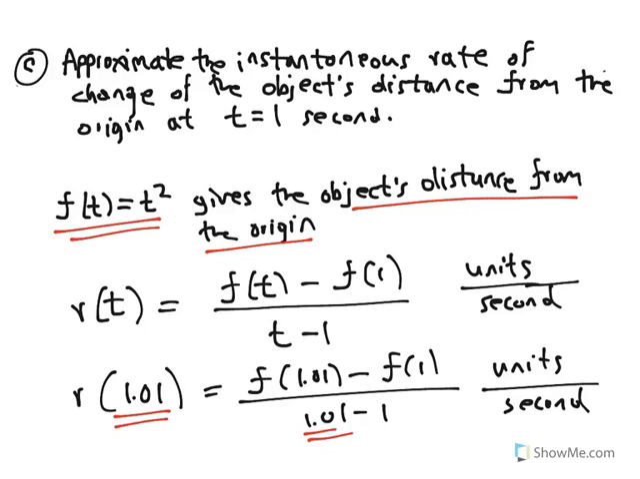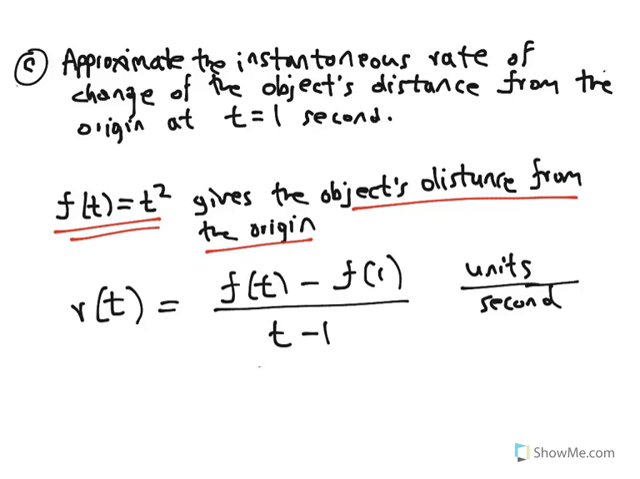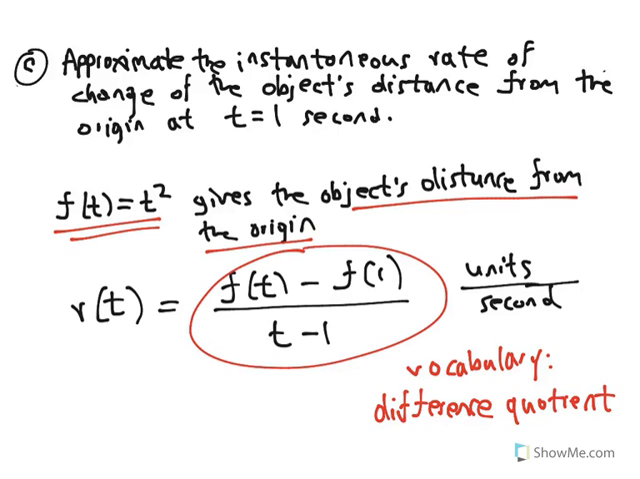And take a look at what we're about to do now. We're going to say that we will look at this difference quotient, and we will take the limit of this difference quotient as t approaches 1. In other words, as t gets closer and closer to 1, which means we will be considering a time interval that is very short, near t is equal to 1. And when we take the limit of this difference quotient, this limit will tell us the exact instantaneous rate of change of the object's distance from the origin at t is equal to 1.